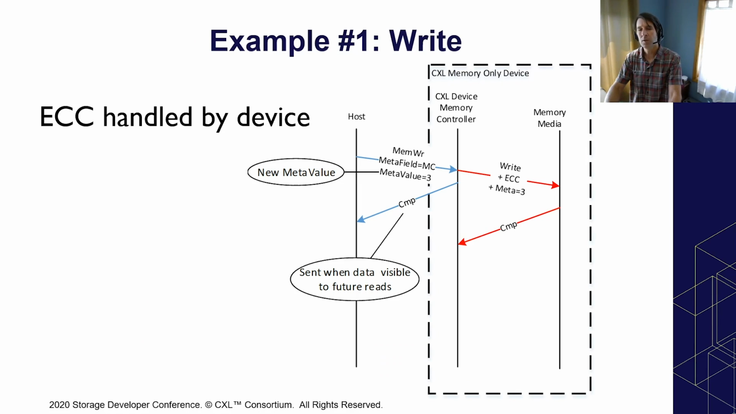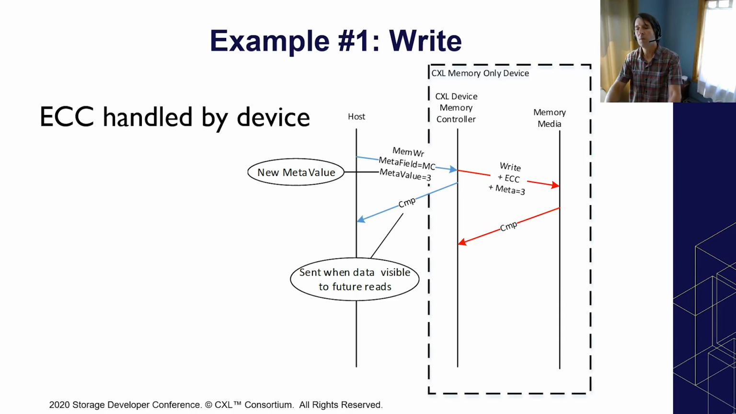Should also note, and this will be shown in this flow, that ECC is handled within the device. It's not exposed to the host in CXL memory protocol. So in this, looking at this example, we have the host sending memory write transaction. It includes info about the meta field indication, tells the device that it needs to update the meta value, the metastate, and the meta value is the 2-bit encoding itself.